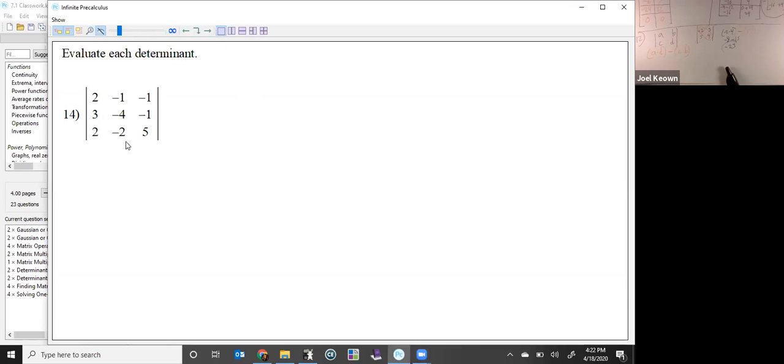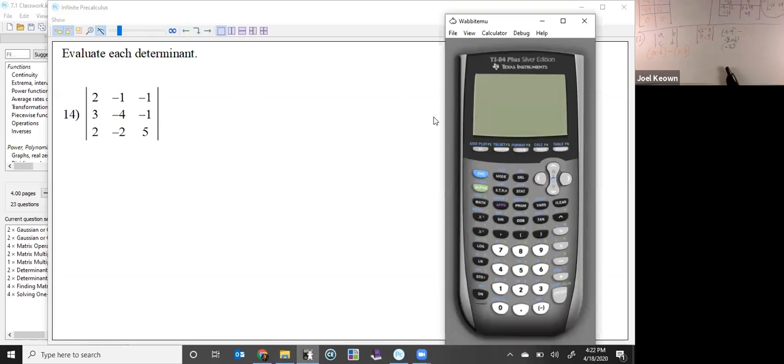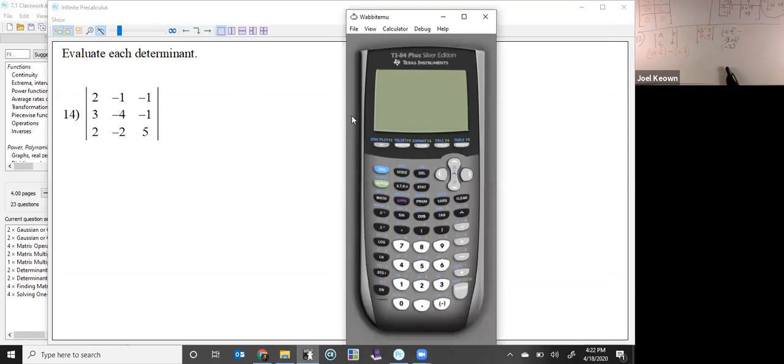Well, what about if there's a 3 by 3 matrix? Well, those by hand is very tedious, so we're going to do them this way. Okay.